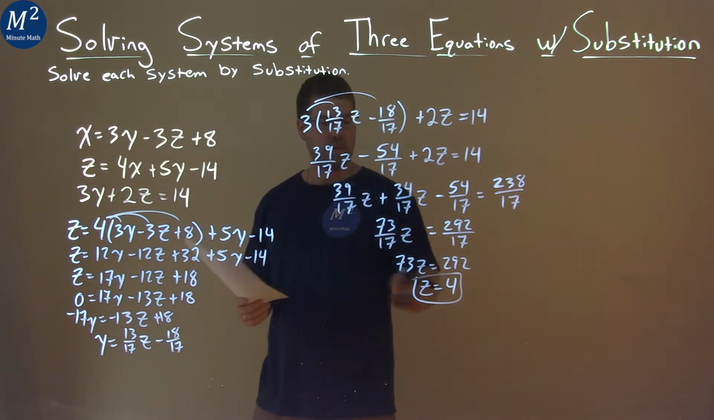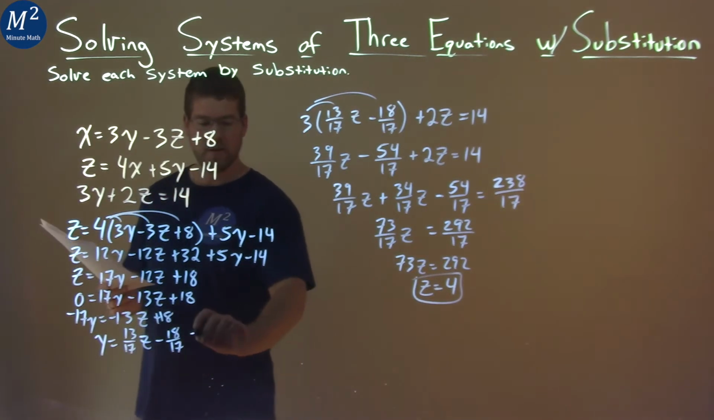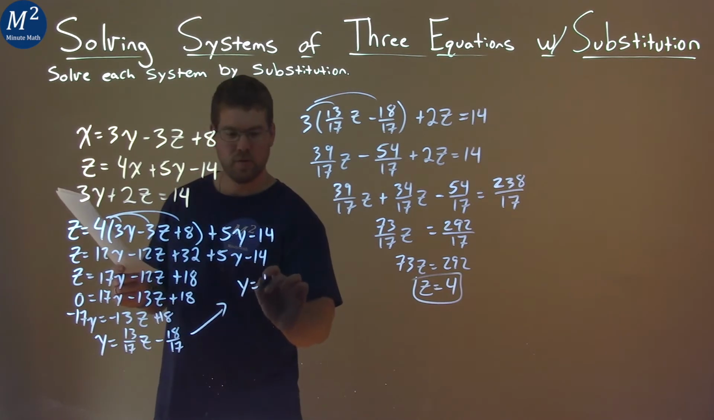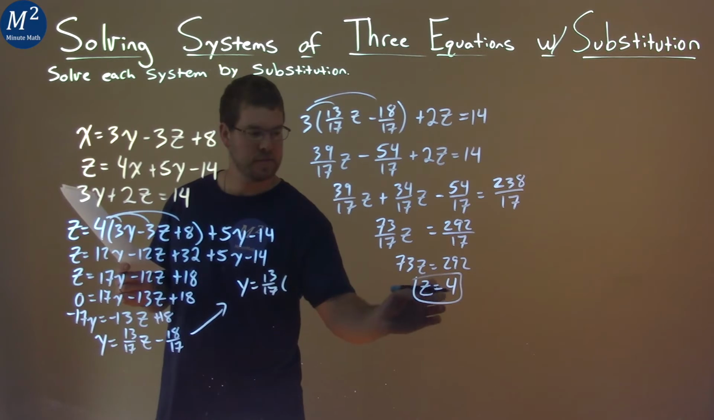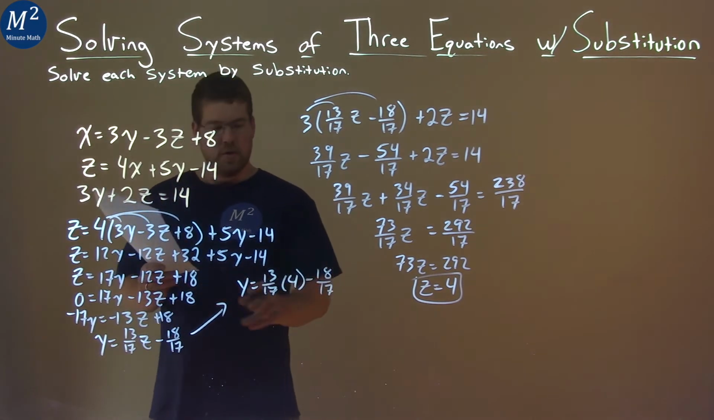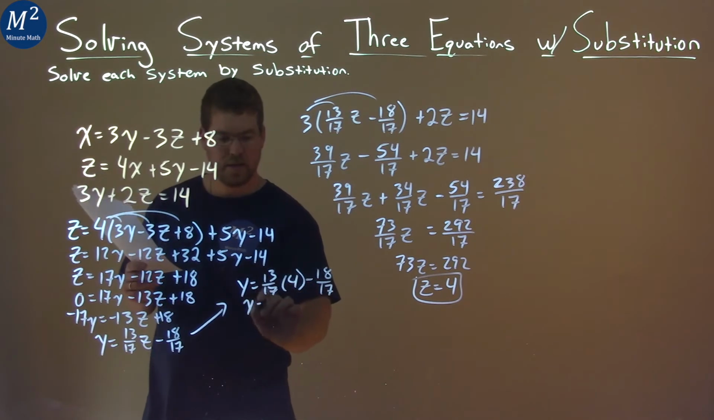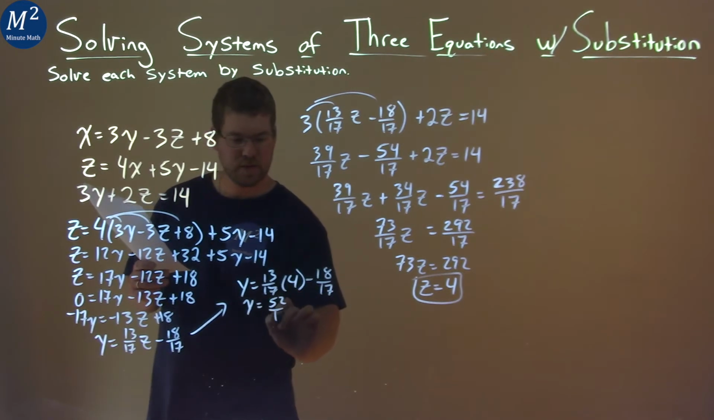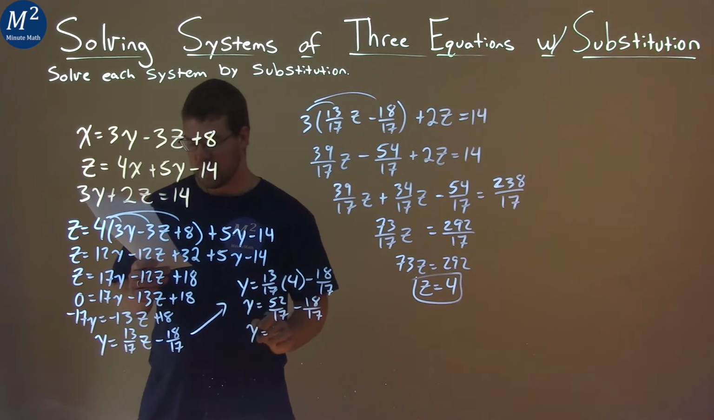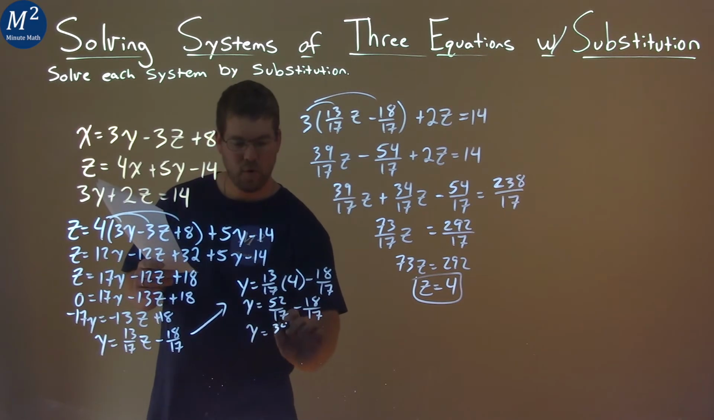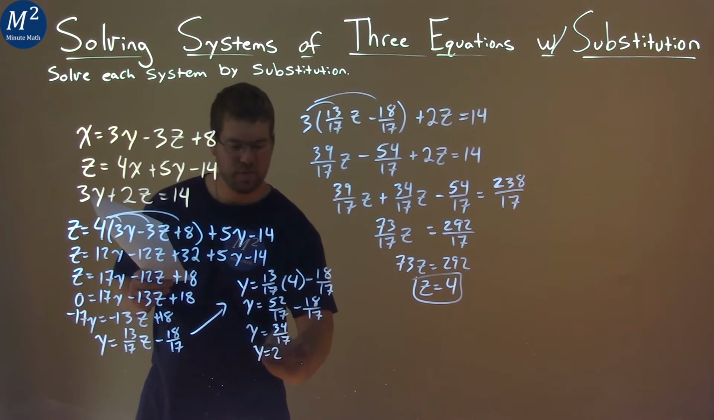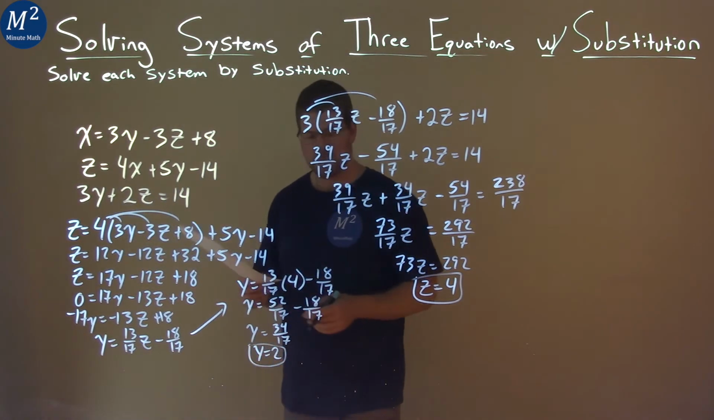All right, we have z by itself as 4, but we can use this equation here to get y by itself, or get the answer for y. So we have y equals 13 over 17 times z, which is 4, minus 18 over 17. 13 over 17 times 4 is 52 over 17, and we minus 18 over 17 here. 52 over 17 minus 18 over 17 is 34 over 17, and 34 over 17 is equal to 2. So we have y equals 2 now, z equals 4.